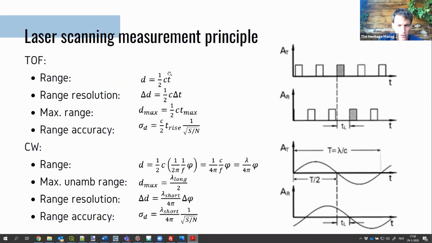Here for the time of flight, or the pulse-based laser scanner, the range, and here the range for the continuous wave estimation. So the phase shift in the lower graph, and the pulse-based in the upper graph. Like I said, the temporal resolution, and in that case also the accuracy that you can obtain with such a system, is heavily dependent on the resolution of your time.